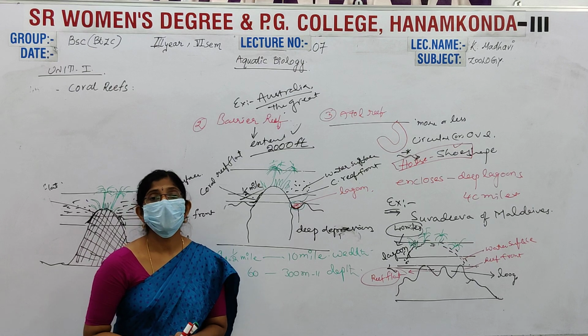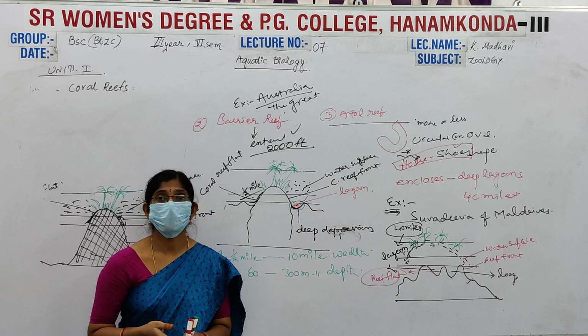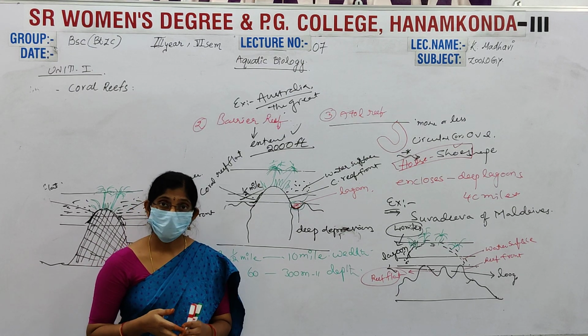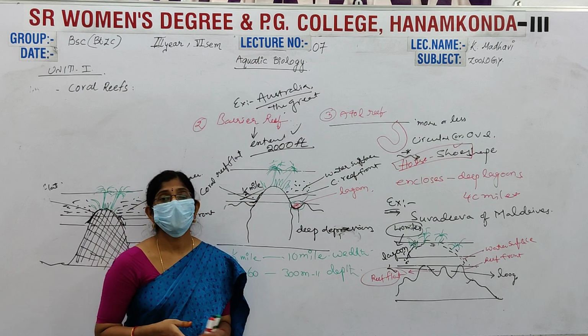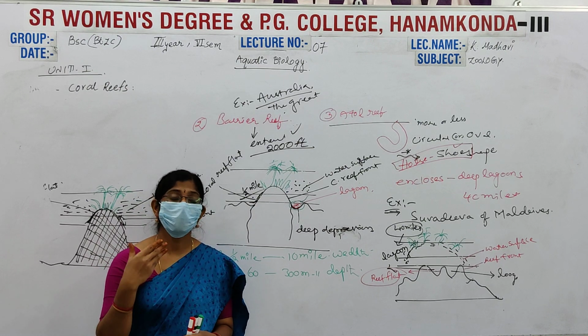Here, what are the theories? Semper-Murray theory, glacial theory. These theories are important to explain the coral reefs.